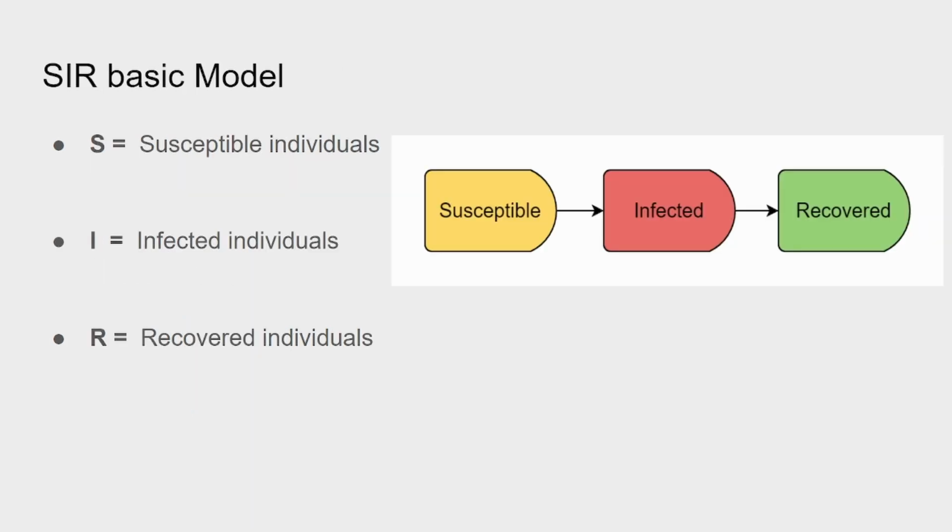Now, the first one we're going to go over, which is the most basic one, is the SIR model. This is broken down into 3 parts. We have S for susceptible individuals, meaning everyone who can get the disease. The next one is our infected individuals, I, so these are the people who have the disease in this model. And then our R is going to be recovered individuals.